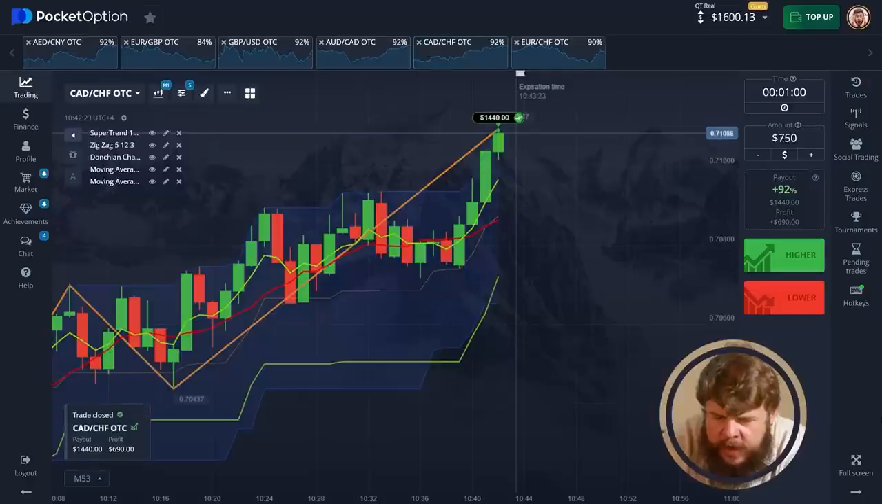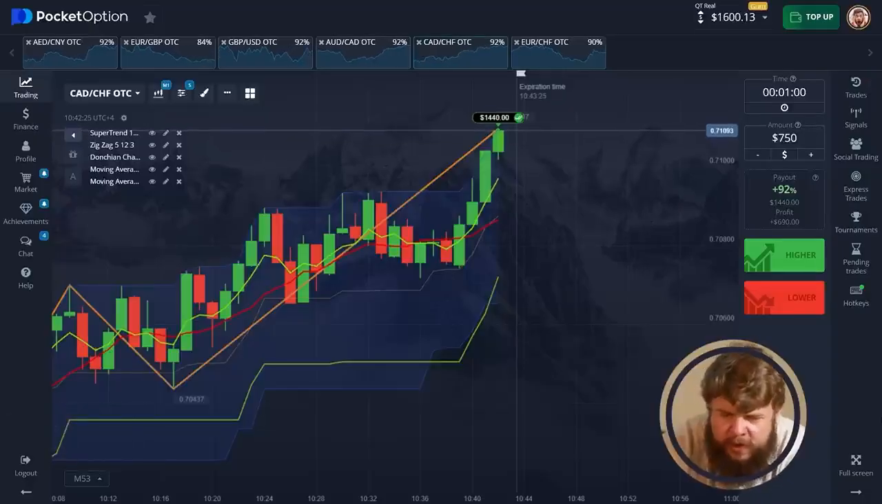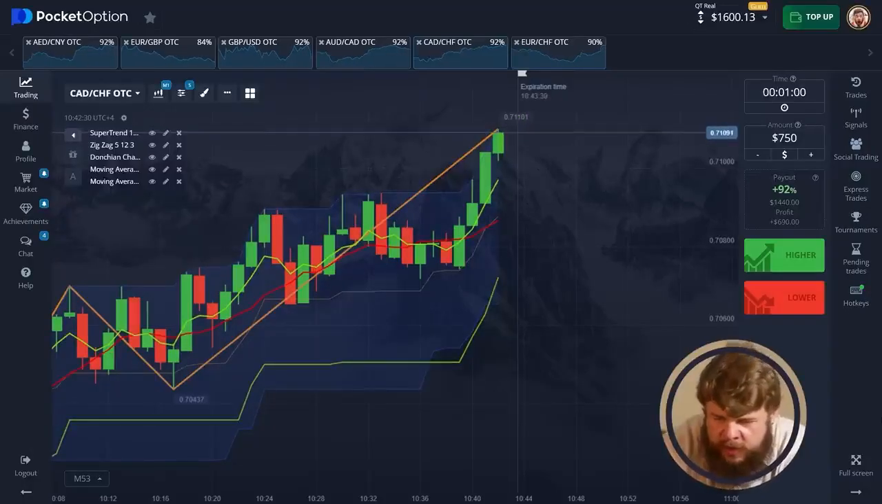Okay, guys, so we did it. We closed this trade with profit. We have around $1,600 on the account. This is really good. So, well, we have enough time to open one more trade for today.